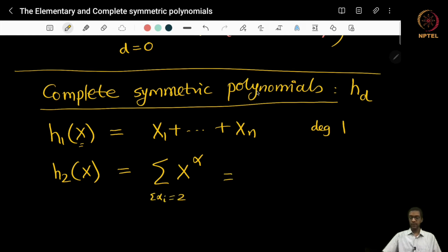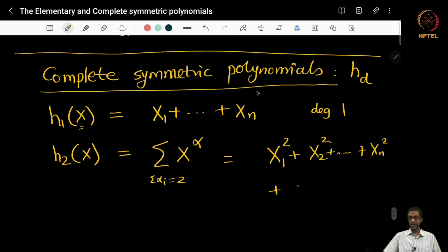Okay, what does that mean? How can I get total degree 2? Well, I can look at, for example, x1 squared or x2 squared and so on. I can square a given term, or I can take two different xi's and multiply them together. So plus I can take all possible xi xj, like before, i less than j.